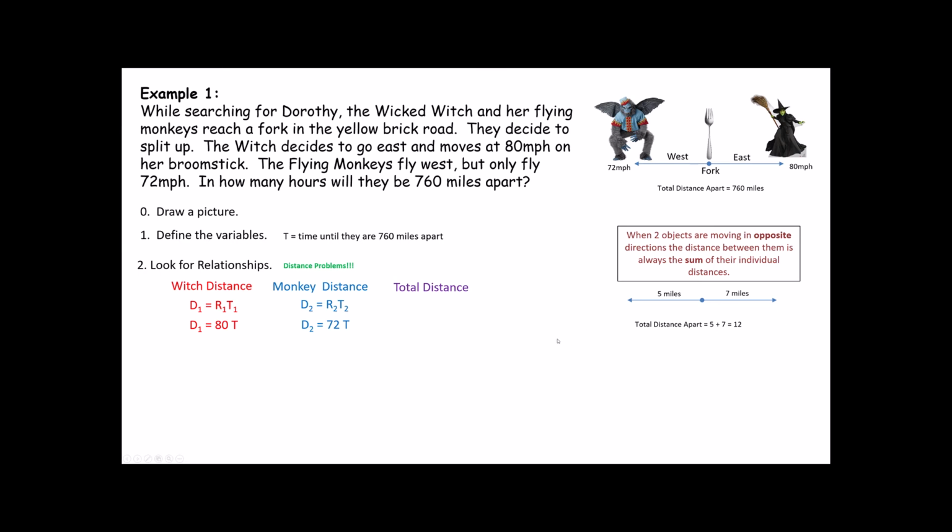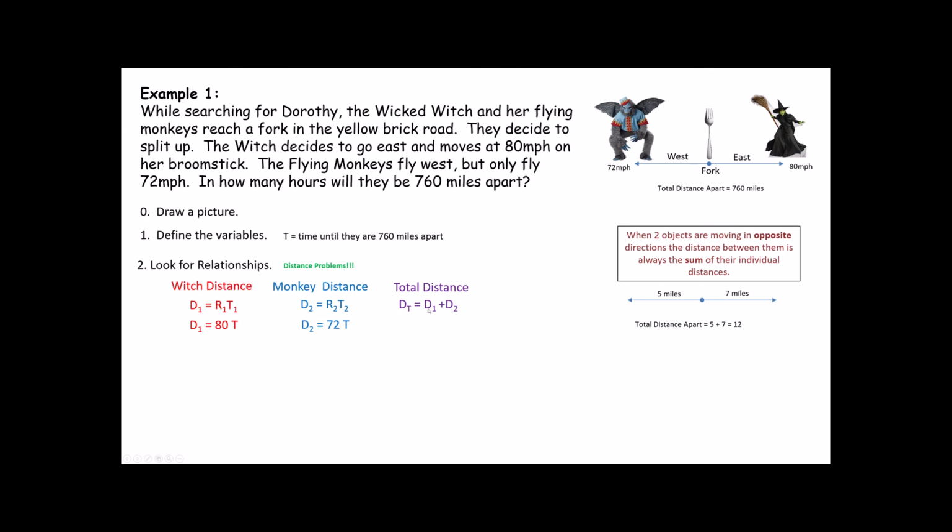Because of that, I'm going to create a third distance equation that says my total distance, d sub t, is equal to distance 1 combined with distance 2. Or if I know how far the witch has traveled and I know how far the flying monkeys have traveled, I can combine those to find out how far apart they are. In this case, we know a few pieces of information. We know the total distance traveled. That's up here. That was the 760 miles.